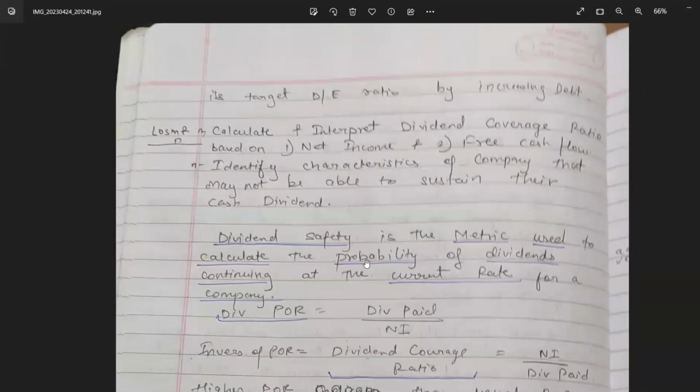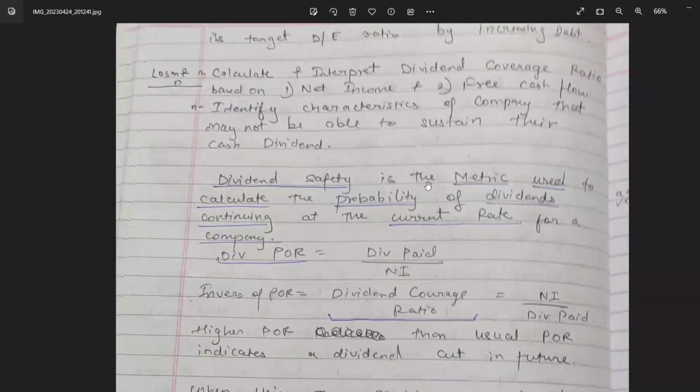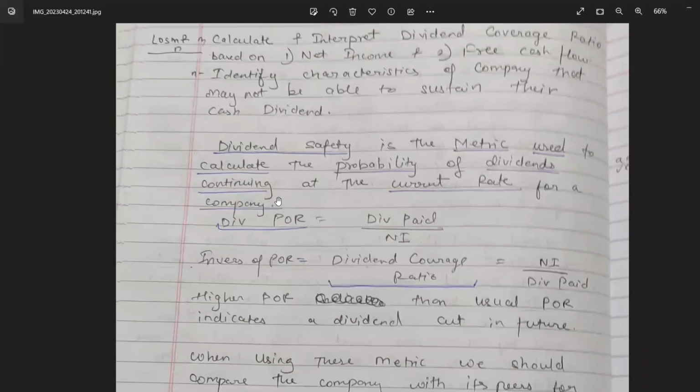So let's go to the next LOS: calculate and interpret the dividend coverage ratio based on net income and free cash flow, and identify characteristics of companies that may not be able to sustain their cash dividends. Dividend safety is the metric used to calculate the probability of dividends continuing at the current rate. The dividend payout ratio is dividends paid over net income, and the dividend coverage ratio is the inverse of it: net income divided by dividends paid.